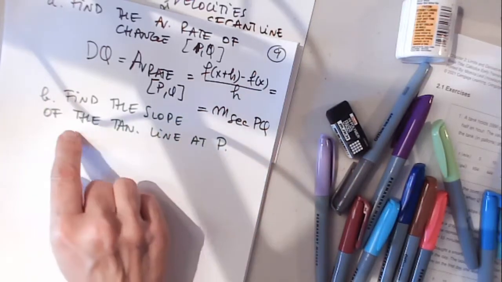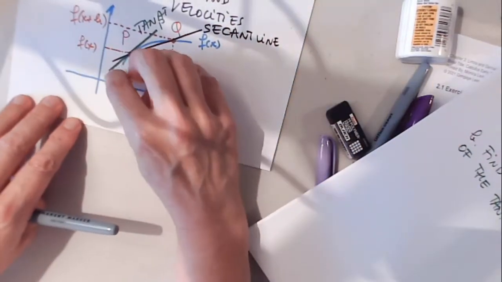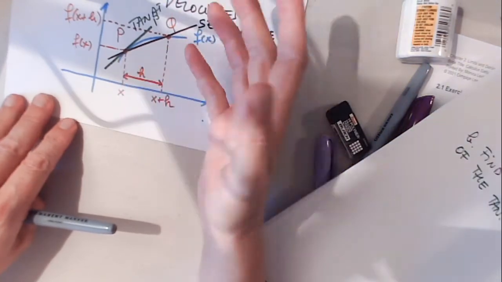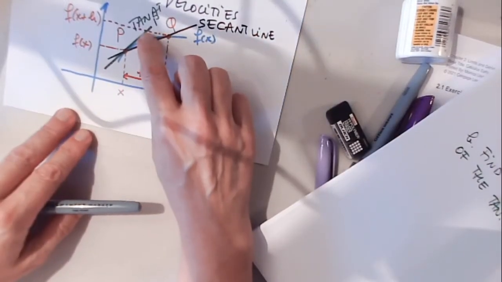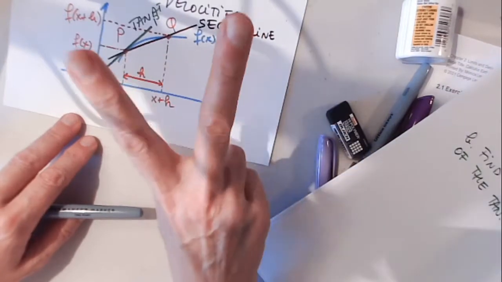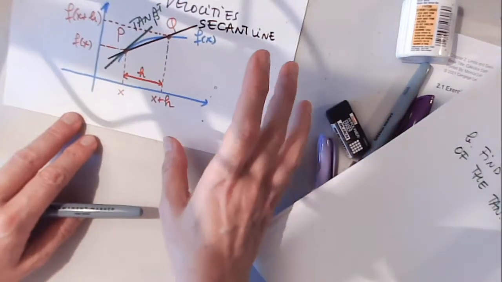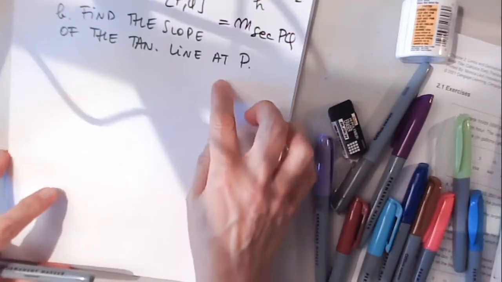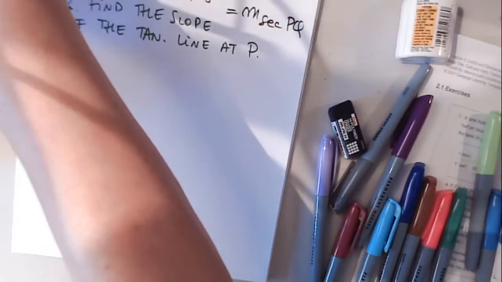But now I want to find the slope of the tangent line at P. How can I determine the slope of the tangent line at a point if I only have one point? I know in algebra this is not possible. I cannot find the slope of a line if I only have one point. I need 2 points to determine the slope of a line. So algebra doesn't work here. So how do I find the slope of the tangent line at P? I am going to think and talk about the following concept.